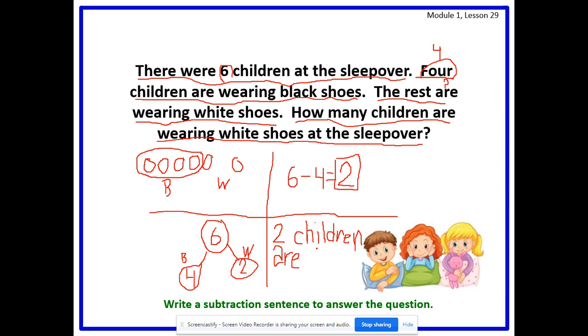Sorry for the messy handwriting. Remember to write neat on your paper. Wearing white shoes. And then a period at the end. So 2 children are wearing white shoes. We just answered our question, just like yesterday. So following all the key points, we were able to solve our problem. Make sure that you press pause if you need more time to copy this down, and then press play when you're ready to move on.